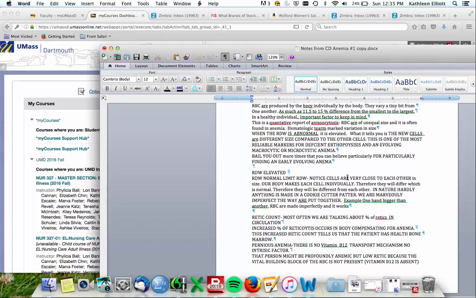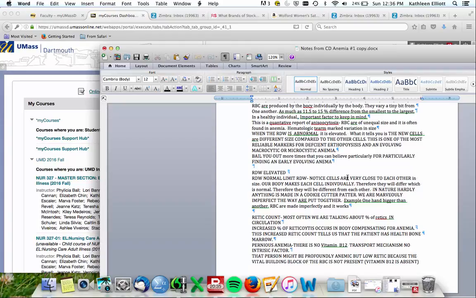In nature, hardly anything is made in a cookie-cutter pattern. We are marvelously imperfect the way we are put together. Example, one hand is bigger than the other, one foot is bigger or smaller than the other, and RBCs are made imperfectly, and it works.